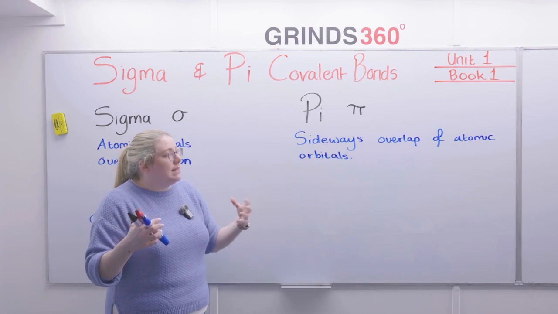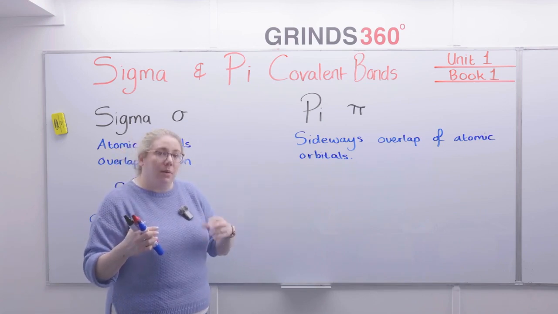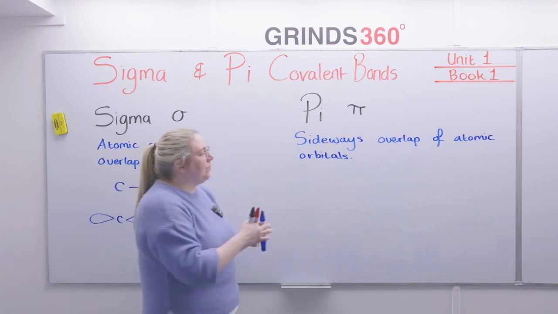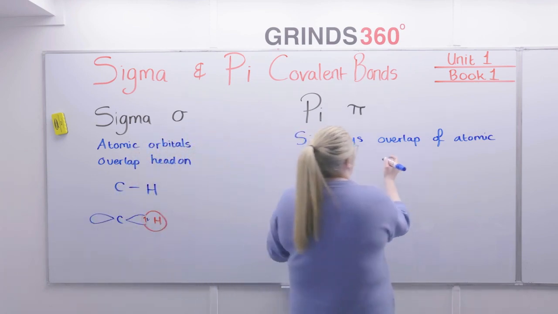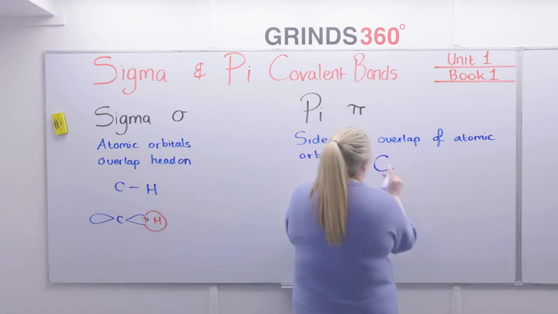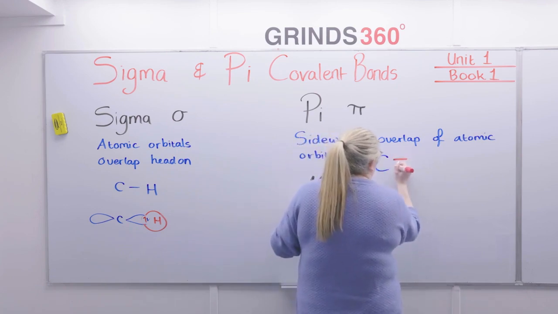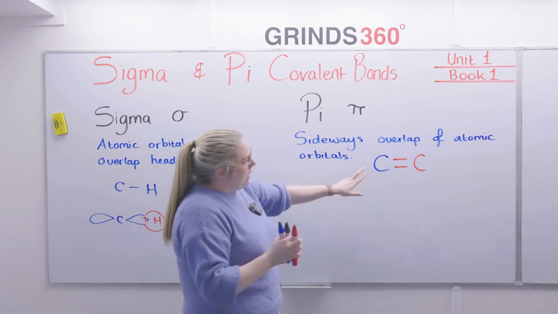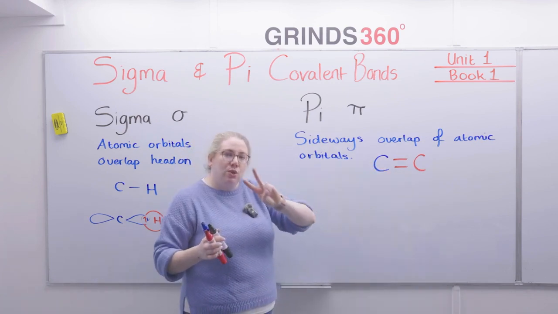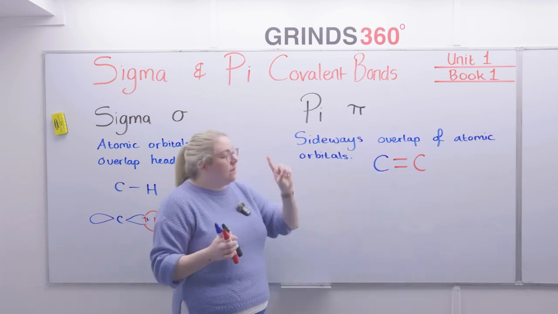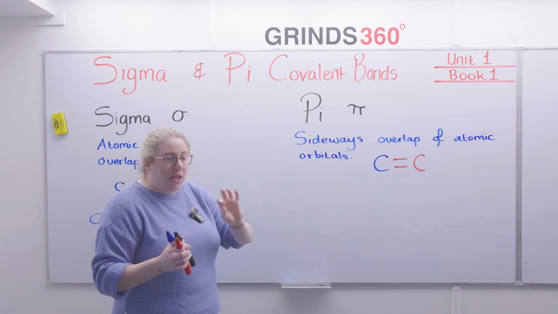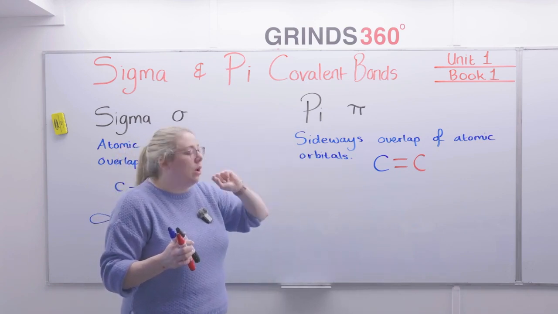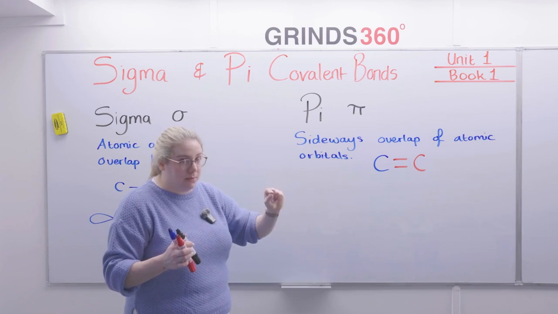Now, to visualize this, it is a little bit tricky. So we're going to show it as a carbon double bonded to a carbon. If I was to draw a carbon here, and I draw a double bond between 2 carbon atoms like that, that double bond is made up of 2 different types of bonds. The first one is a sigma. So when you form that first bond between the 2 carbons, it will always, always be sigma.